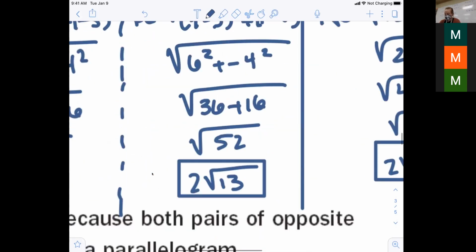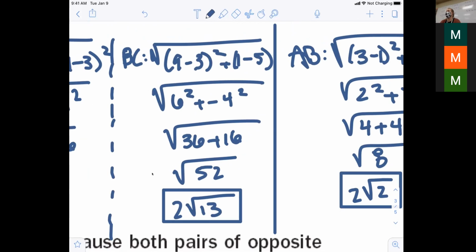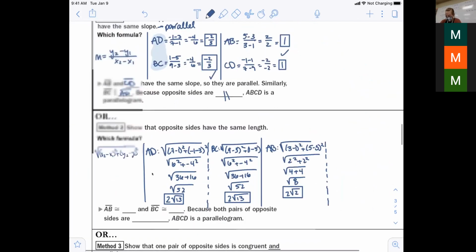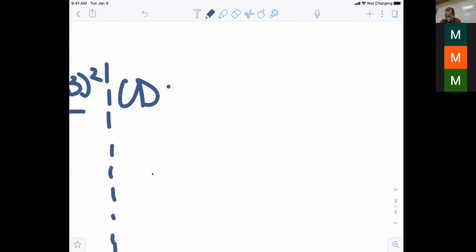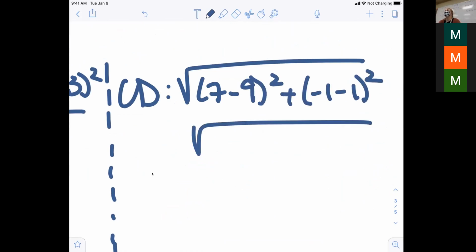You're supposed to do DC. But you can see BC. I'm about to do CD if you want to do it with me. So here's CD. I'm doing my x's minus each other. So I'm going to do 7 minus 9 squared plus -1 minus 1 squared. I'm doing 7 minus 9 is -2.